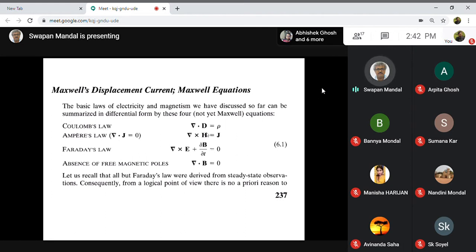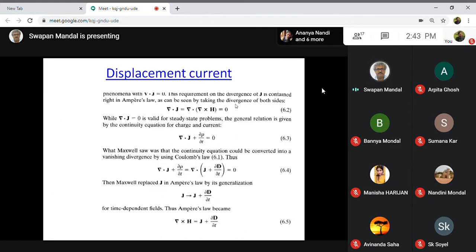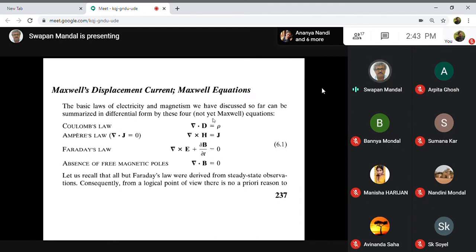Just for curiosity, if you take the divergence of both sides, say, if I take the divergence of this Ampere's law on both sides, what will happen? Divergence of both sides, if we take the divergence of the curl of a vector field, simply gives you 0 because of the vector relation.